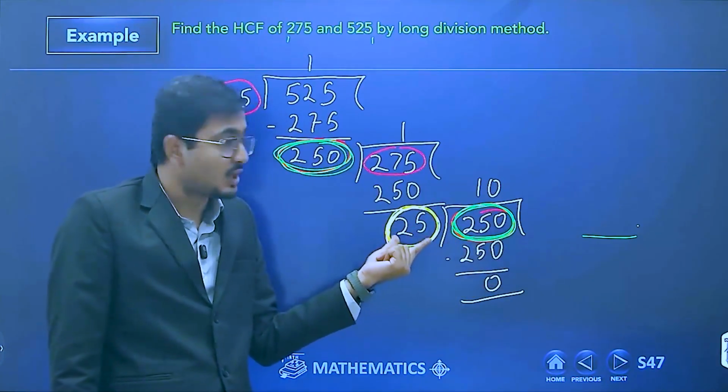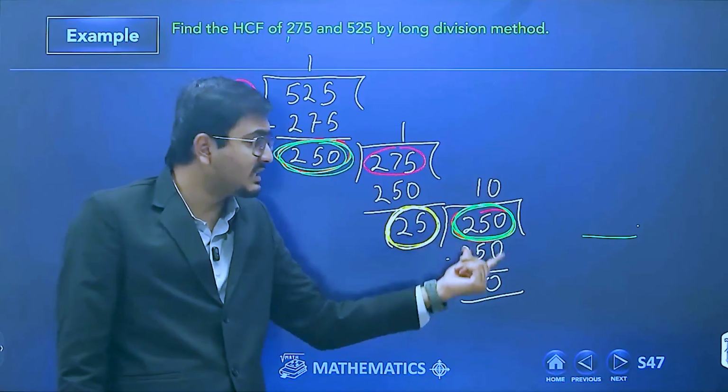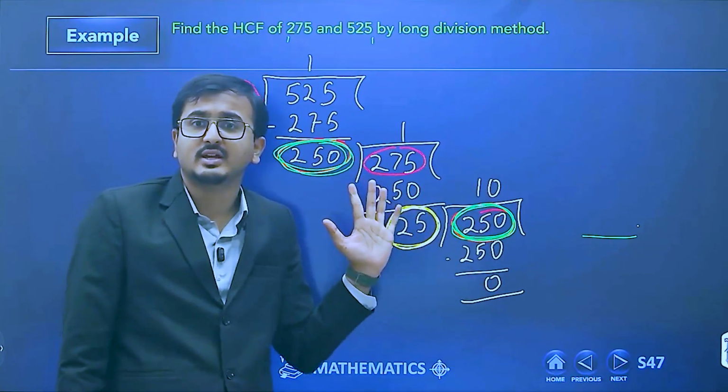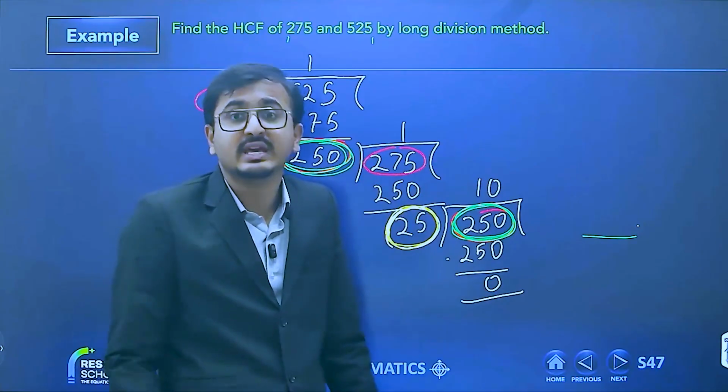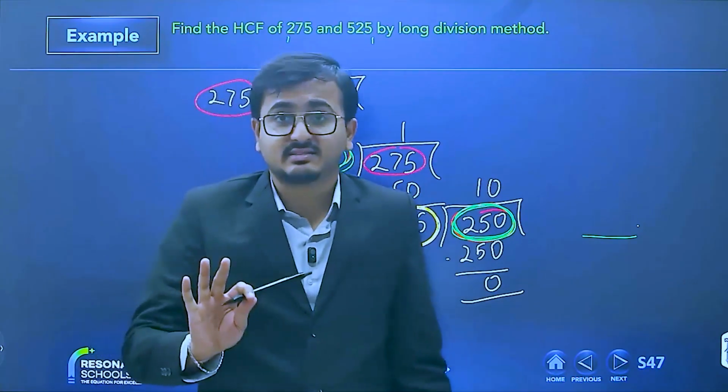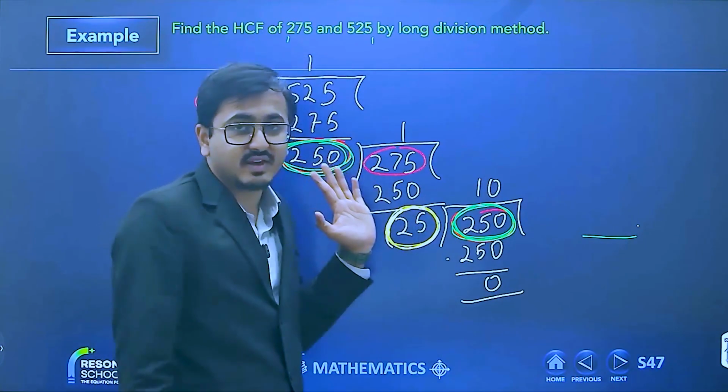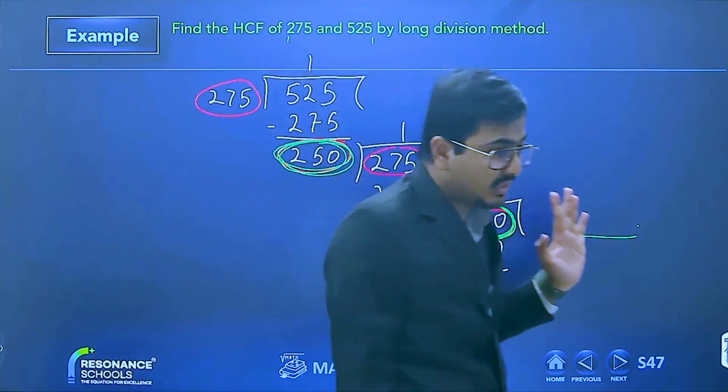Divide with the remainder. 25 perfectly will go 10 times. It will go with 250. Remainder is 0. Is the remainder 0? Yes. Stop. Therefore, 25 is your answer. Clear?